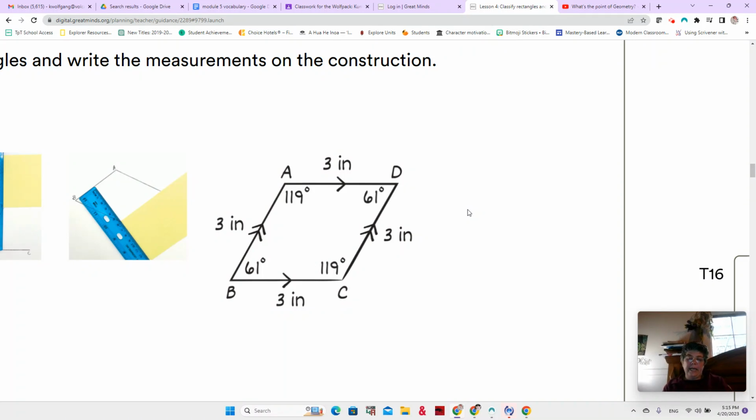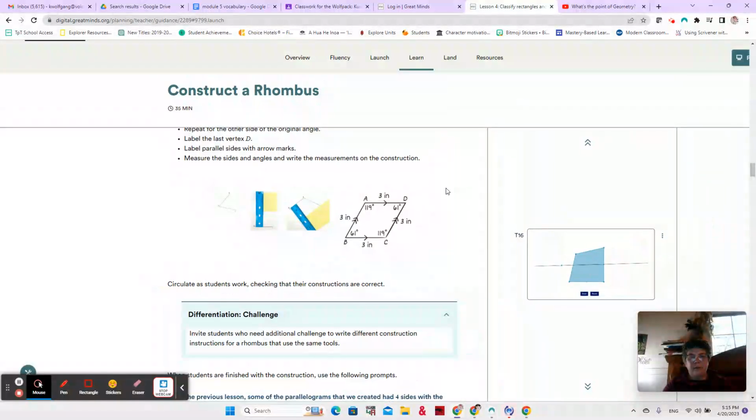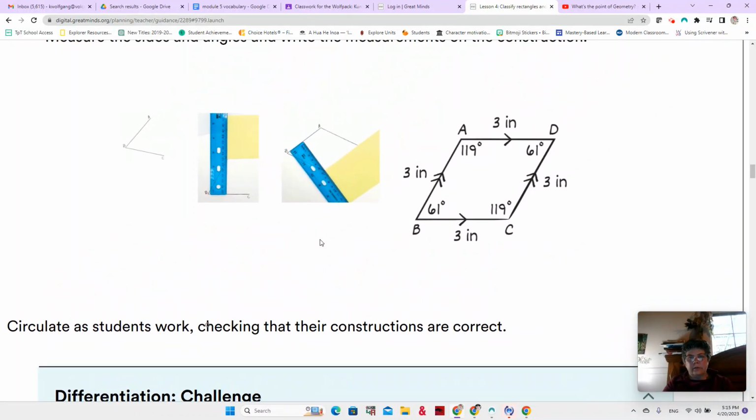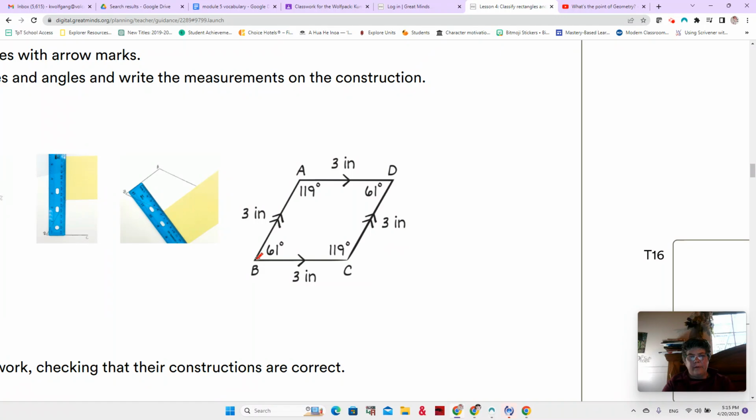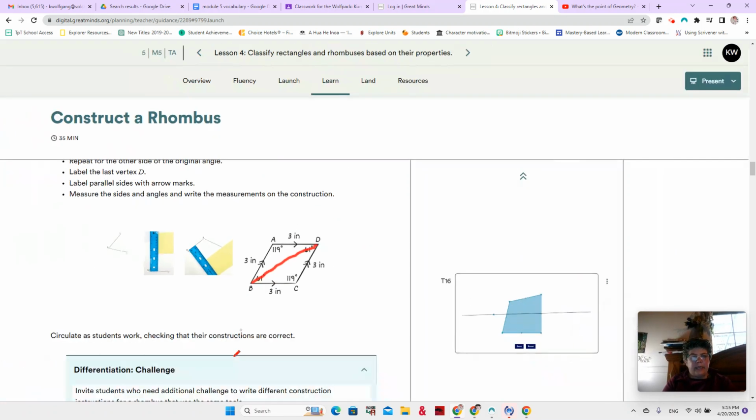So try to fold it in half. Doesn't quite fit. Try to find some lines of symmetry. And what you might notice is that the two diagonals of your rhombus, diagonals, are the lines that go from vertex B to vertex D. And let me get a different color.